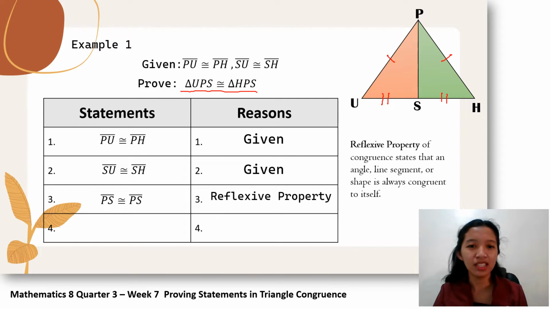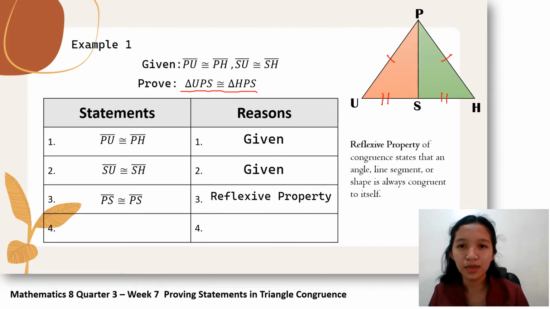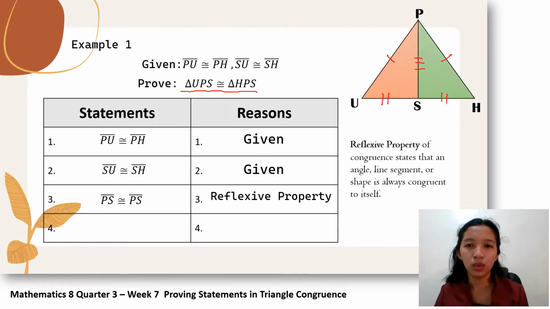So based on this, line PS is congruent to line PS. So line PS is congruent to itself. So it satisfies our reason, which is the reflexive property. So let's put markings on the figure. Line PS is congruent to itself, so let's put here three markings. Let's assign that it's the third congruent part.